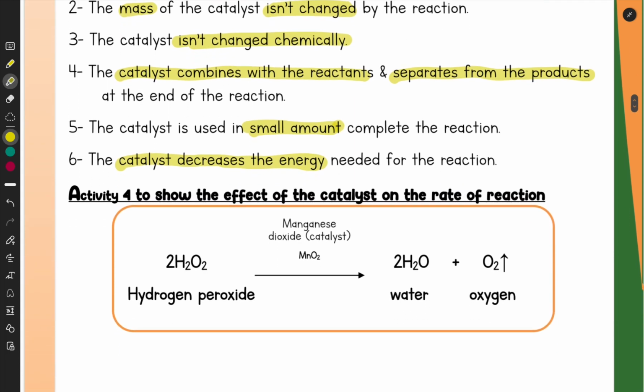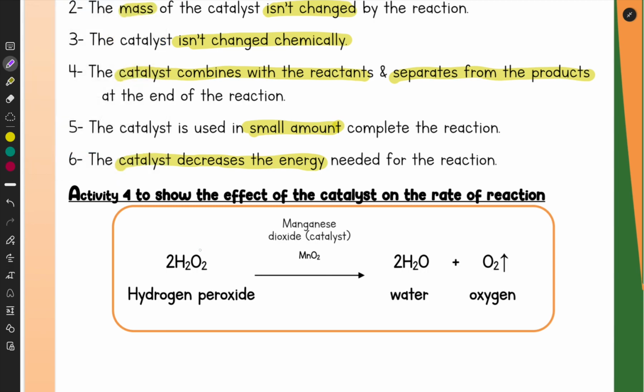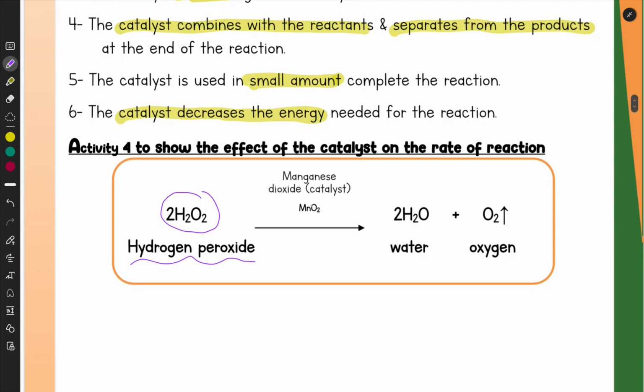Of course, we have an activity here, activity number 4. If we have H2O2, which is called hydrogen peroxide, if we remember, we had it in Junior 6. Of course, you don't remember, but we did this experiment many times in the lab. Hydrogen peroxide has more oxygen, so we add manganese dioxide to it, which is the catalyst.